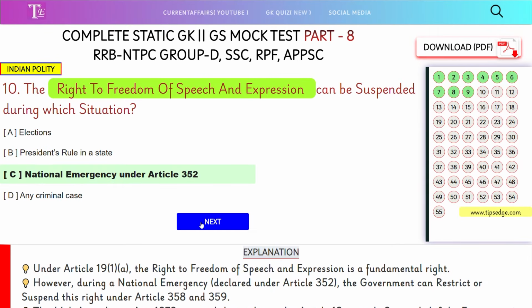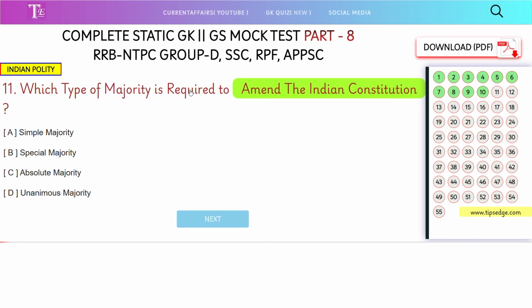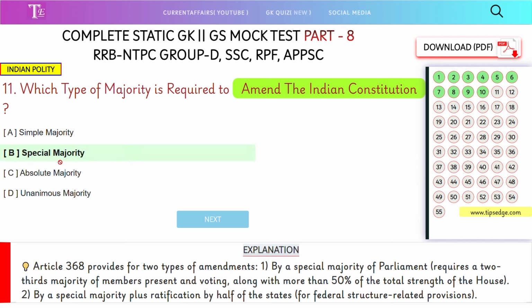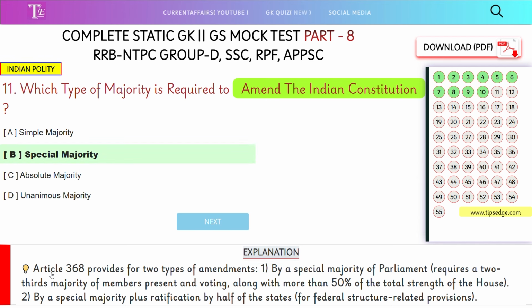Now moving to the 11th question. Which type of majority is required to amend the Indian Constitution? Answer: special majority. Article 368 provides for 2 types of amendments. One by a special majority of Parliament, which requires a 2/3 majority of members present and voting along with more than 50% of the total strength of the House. And the second one is by a special majority plus ratification by half of the states for federal structure related provisions.